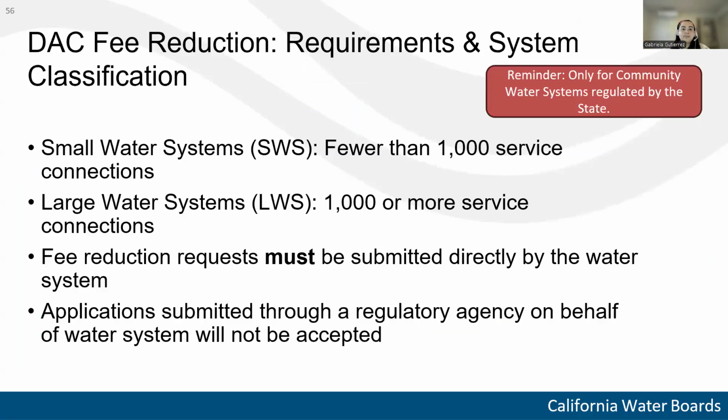Okay, so DAC fee reduction requirements and system classifications. A small water system has fewer than 1,000 service connections, and a large water system has 1,000 or more service connections. The applications must be submitted directly by the water system. Any applications that are submitted through your regulating agency on behalf of your water system will not be accepted. And the breakdown of small and large applies in the next slides. So next slide, Wendy.